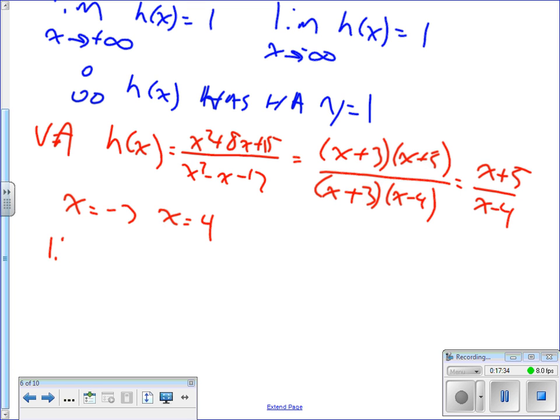So the limit as x approaches -3 of h of x, I can actually use x plus 5 over x minus 4, and I can find the limit. It will be the same from the left and right. Put -3 in there, I get 2 over -7, so it's -2/7. No vertical asymptote at x equals -3. What is happening at x equals -3 though? It's a little hole in my graph because it doesn't exist there.